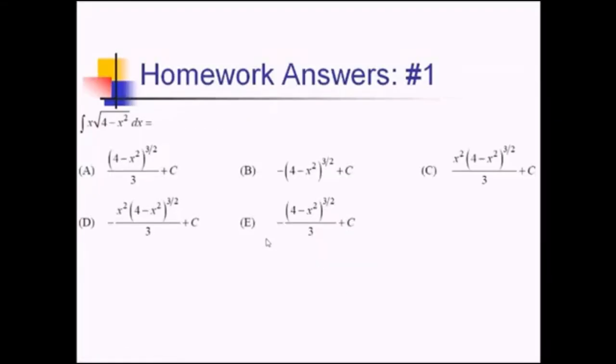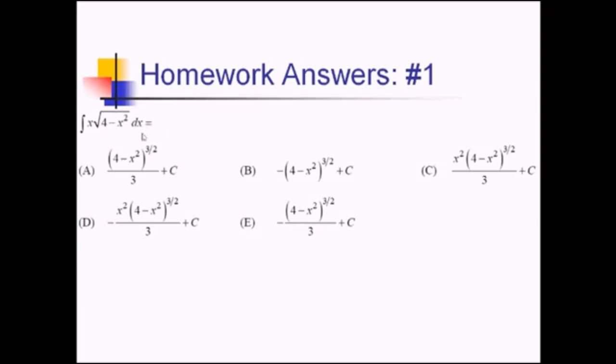For this problem, we're trying to take the antiderivative of this function in here. Now, I see in here that I've got a function like 4 minus x squared and its derivative in the same problem in kind of a product relationship. So this is probably a good candidate for substitution.